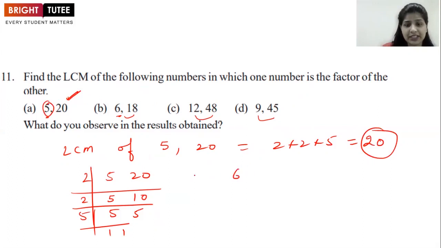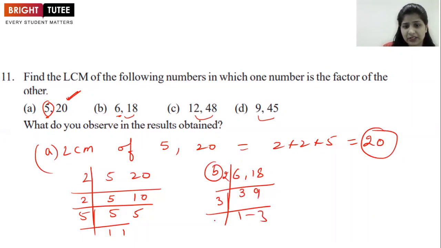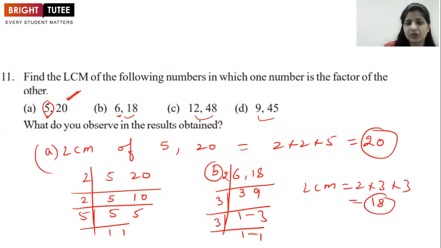If we try for 6 and 18, this is the second part. Let's just start with 2. 2 3s are 6, 2 9s are 18. Then with 3, 3 1s are 3, 3 3s are 9, and then we get 1 1. So here the LCM would be 2 into 3 into 3. That is 18 only. Do you observe? This 18 is coming up. Again, 18 is a multiple of 6 and 6 is a factor of 18. So we get 18 as the answer. Let us try the next two parts also and then we will reach the result.